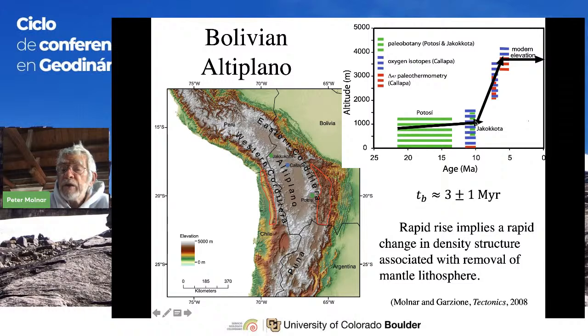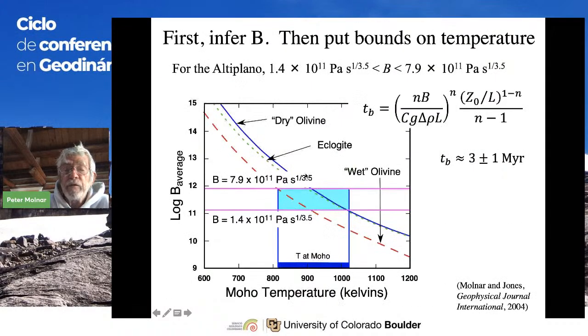There were low elevations, around 1,000 meters or lower, until 10 million years ago. By 5 million years, this had risen to its current elevation. In fact, 6 million years here and 9 million years there, so that the blow-up time is only 3 million years. We can be quite confident of this, and we're quite confident that you've removed mantle lithosphere from here.